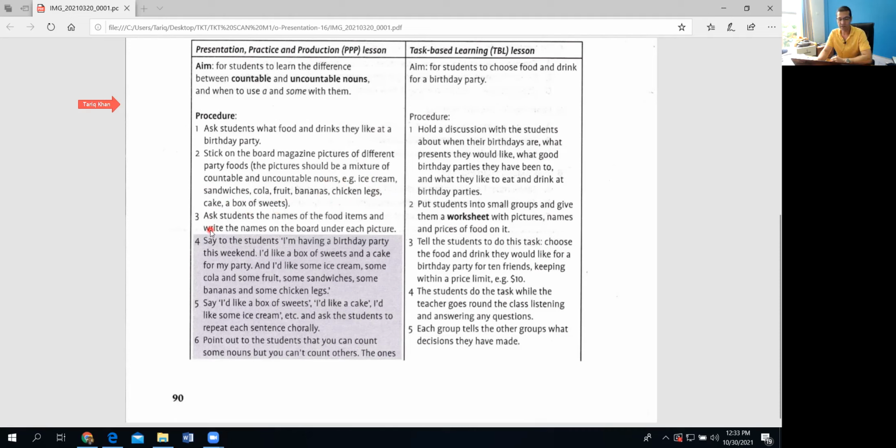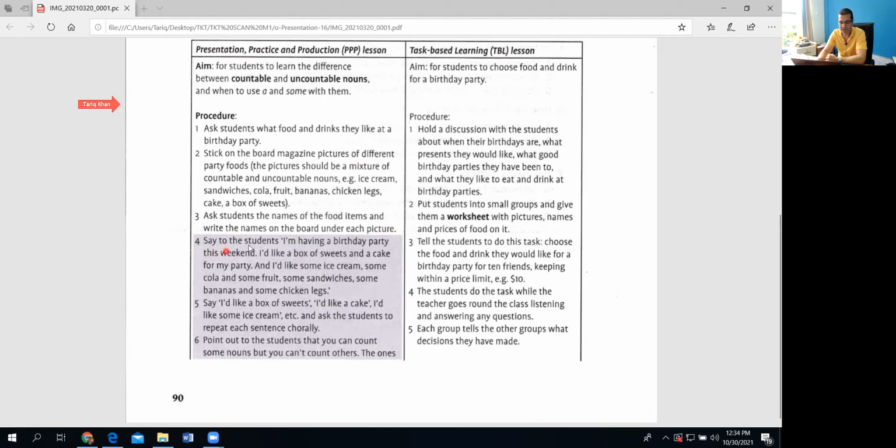Right? Then further, what does she do? Number 3, ask students the names of food items and write the names on the board under each picture. Now, the pictures she has pasted, she's involving students in it. Okay, tell me the names of it. So they take interest in it. Now, she's creating the students' interest in the topic.